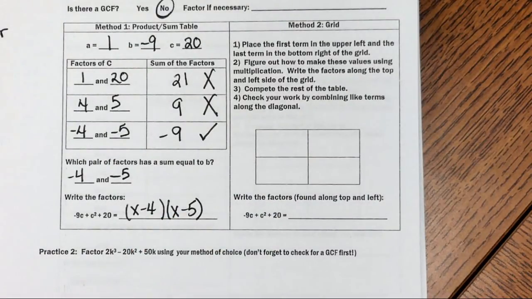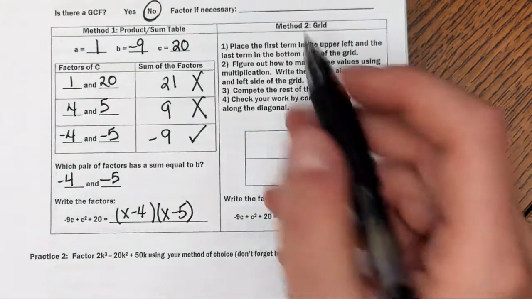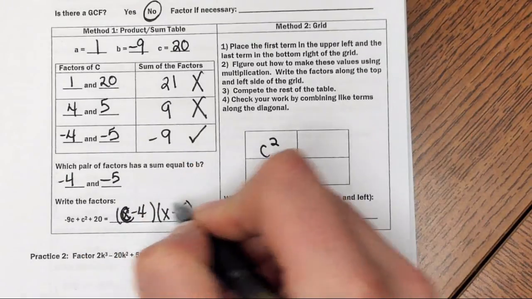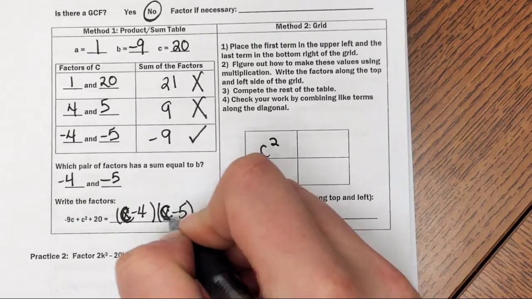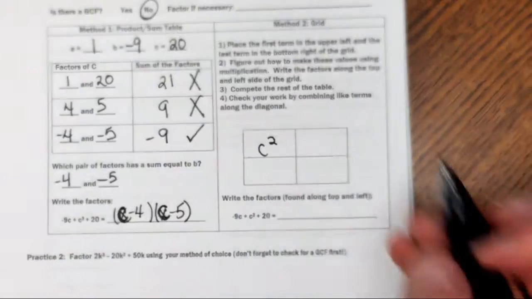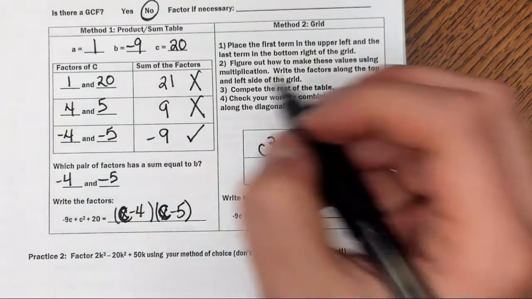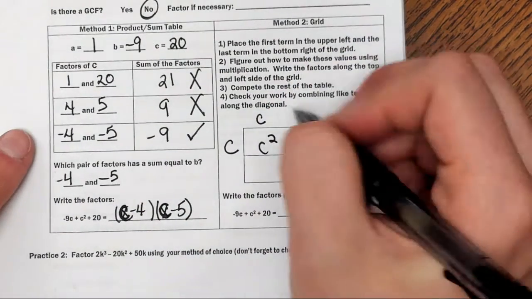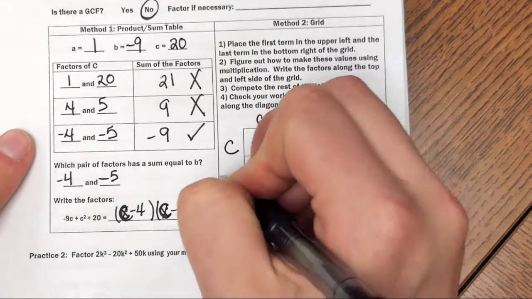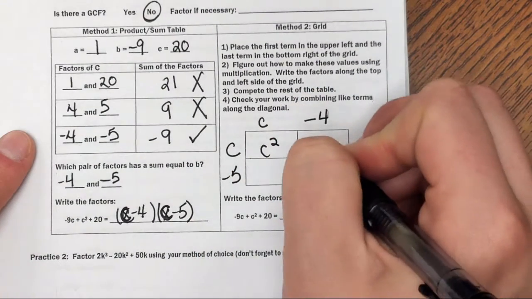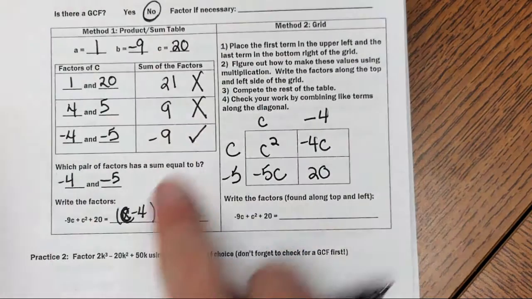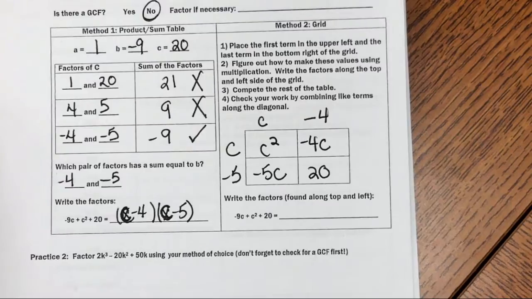Okay. All right. So grid method, same idea. You would put your c squared. Oh, sorry, these should be c's, not x's, because we had a c in our original problem. So you'd have to put c squared here. You'd need to put 20 here. And then it's a trial and error. So I'd have a c and a c. I already know my two factors, so negative 4 goes here, negative 5 goes here. And again, it's a trial and error. So this might be a good place to start, and this might be a good way to check your work.